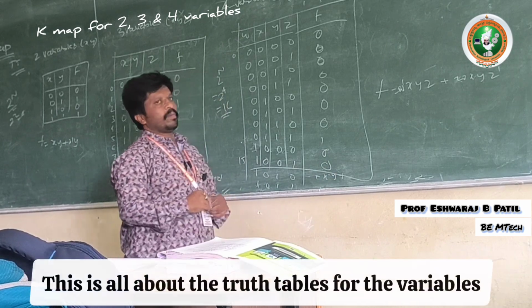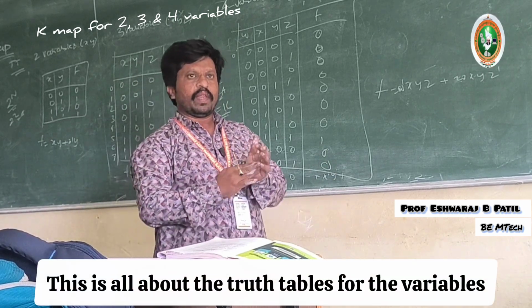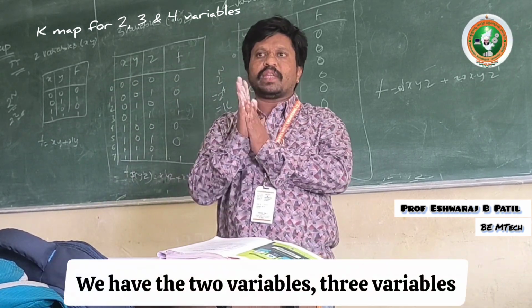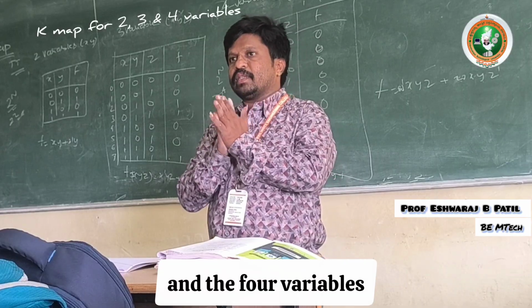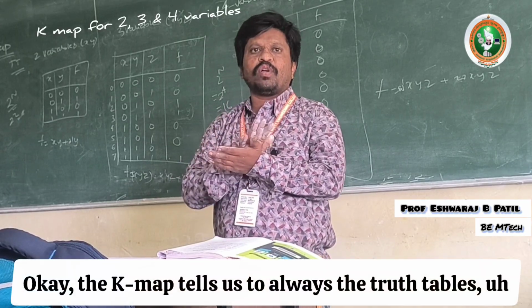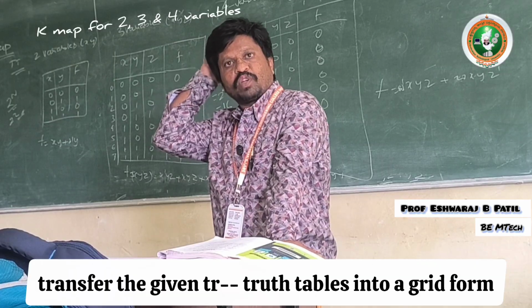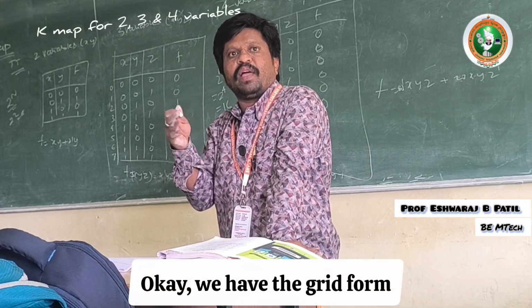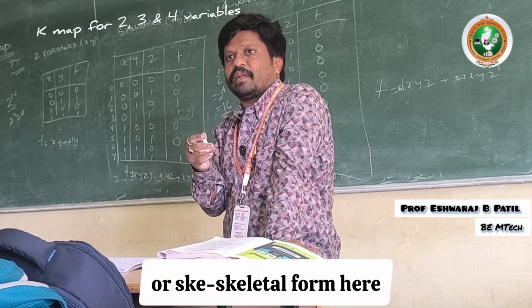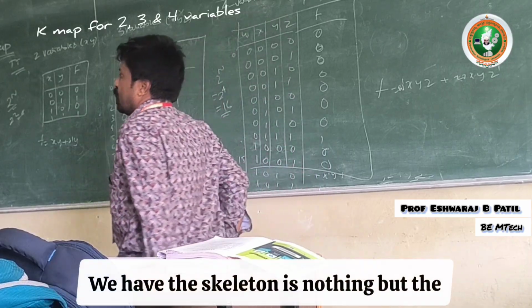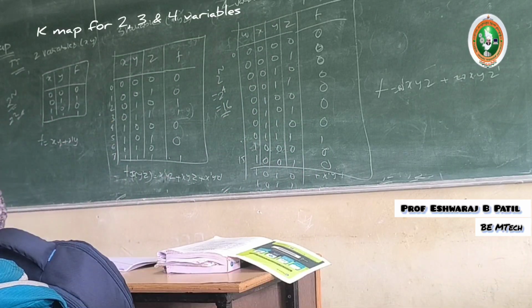This is about the truth tables for the variables. We have 2 variables, 3 variables and 4 variables. The K-map tells us to always transfer the given truth tables into grid form. We have the grid form or skeleton form here.